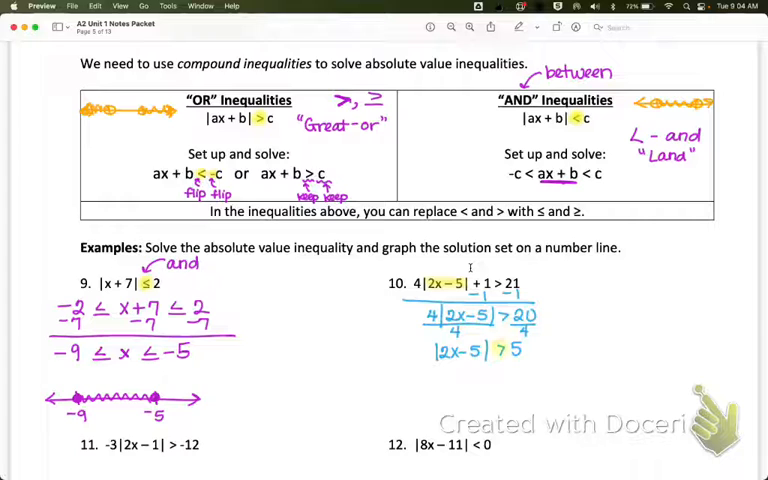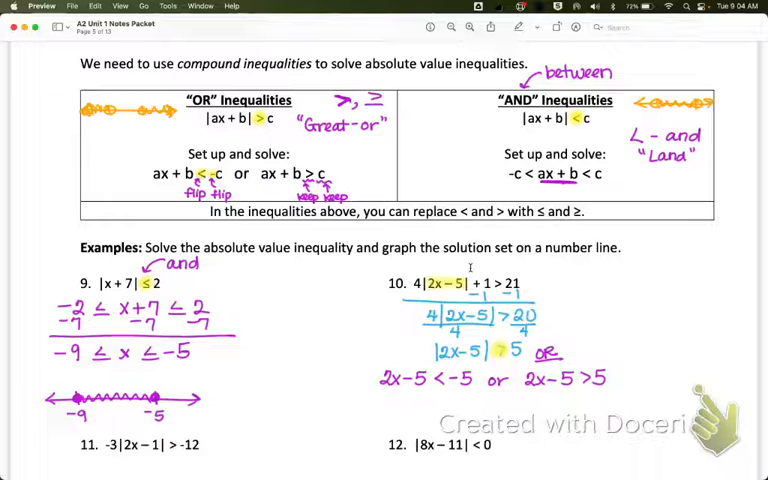Now that the absolute value is by itself, I'm going to look at this sign right here. This is a greater than sign. Greater tells us this is going to be an "or" inequality. So here's how we set it up. Flip, flip, keep, keep. The first inequality is 2x minus 5 flip less than flip negative 5. Or, and remember that word "or" is part of the notation in the symbols, 2x minus 5 keep. So keep the greater than, keep the positive 5. Those are the two things that we need.